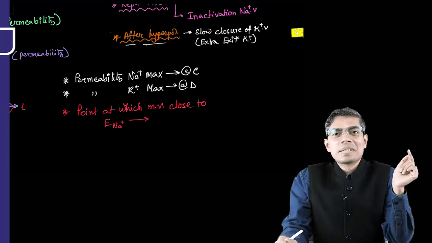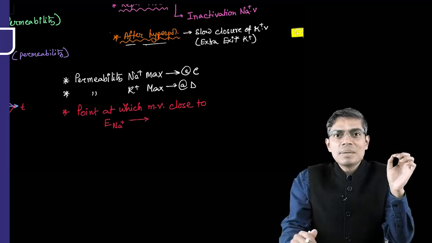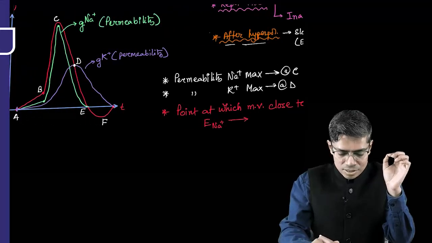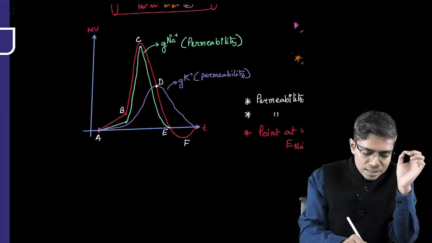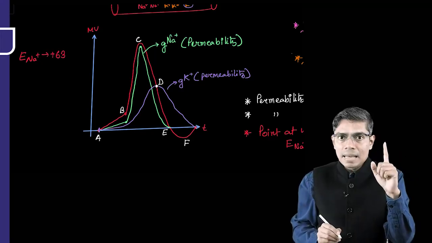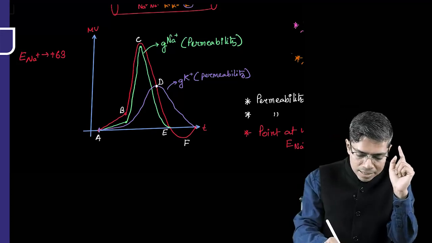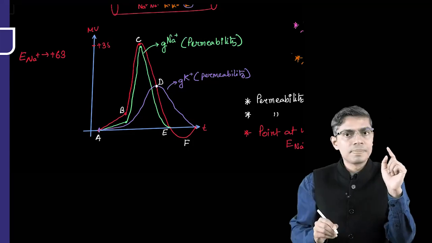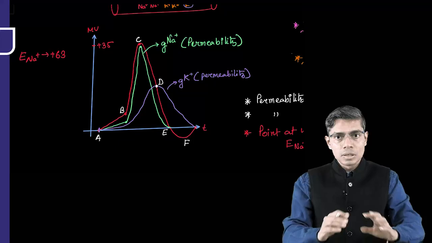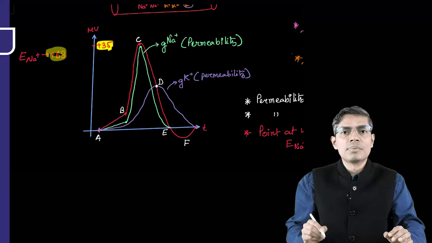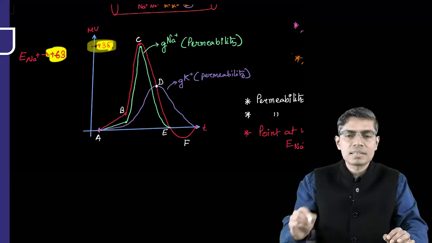So in the previous class we discussed the equilibrium potential, which is calculated by the Nernst equation. What is the equilibrium potential of sodium? You recall, that is plus 63 millivolt. I told you repeatedly, in an action potential the maximum positivity that occurs is plus 35 millivolt. Action potentials normally never move up to plus 63 millivolt. Maximum they can move up to is plus 35 millivolt.